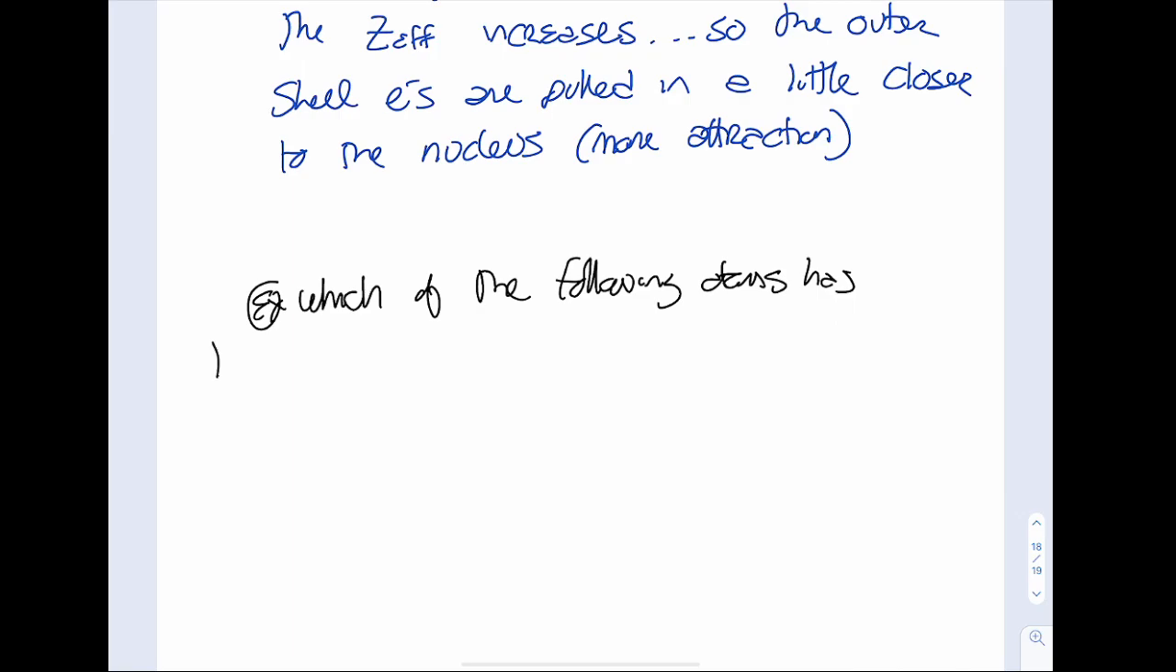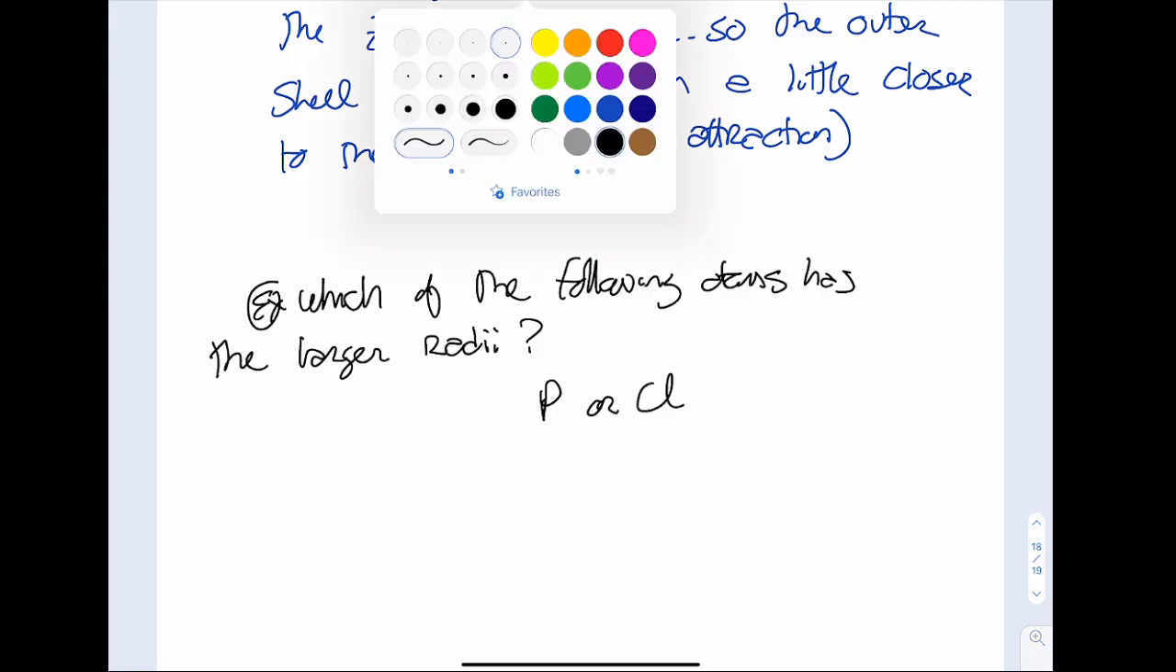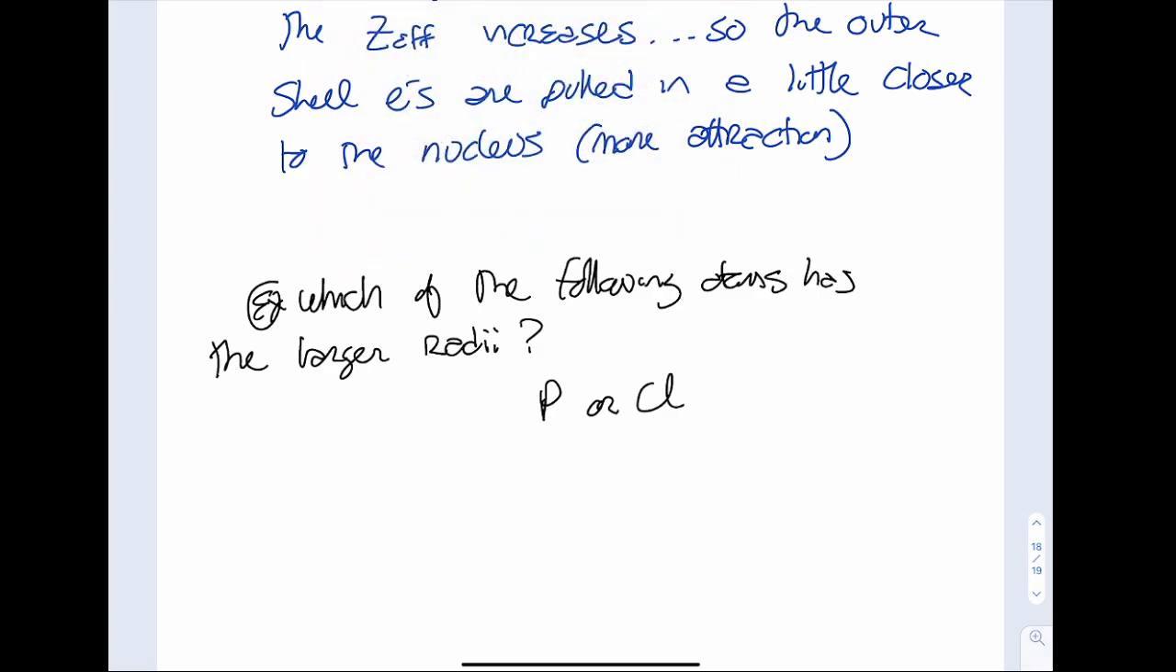Has the larger radii? And we can look at phosphorus or chlorine. So those are my choices. By all means, use the periodic table as your tool, right? You can use your calculator if I gave you a math problem, so by all means, use your periodic table. Phosphorus is going to be the larger one.